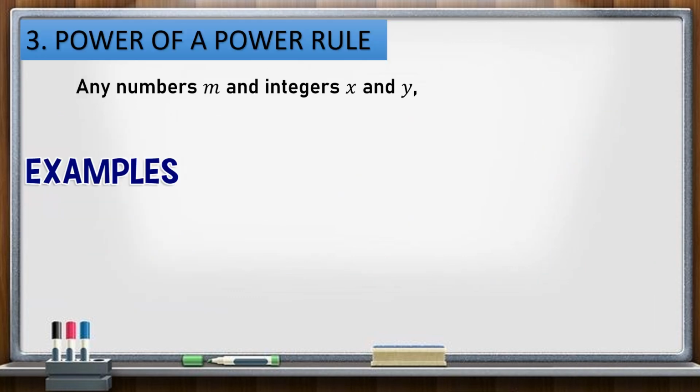Next, we have here a power of a power rule. Any number is m and integers x and y. So, ito naman po yung ating pattern for this law of exponent. The quantity of m raised to x raised to y is equal to m raised to x times y.